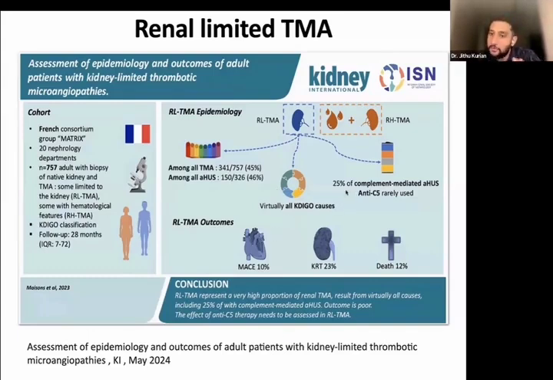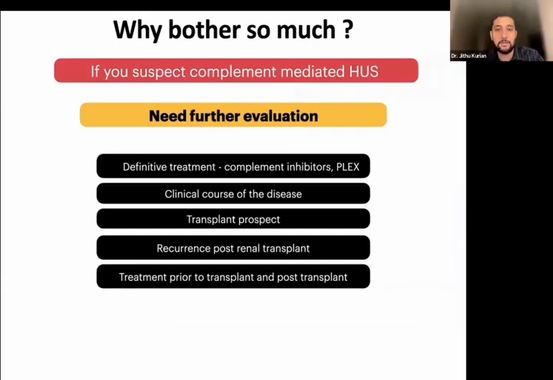Out of that, about 25% were complement-mediated HUS. So unlike the last case, when you have only renal manifestations and hematological parameters are absolutely normal, we still need to consider the possibility of a renal limited TMA, out of which 25% could be a complement-mediated TMA. So now, why do you need to suspect complement-mediated HUS? Why do you need to bother? Because it requires further evaluation, because it requires a definitive treatment.